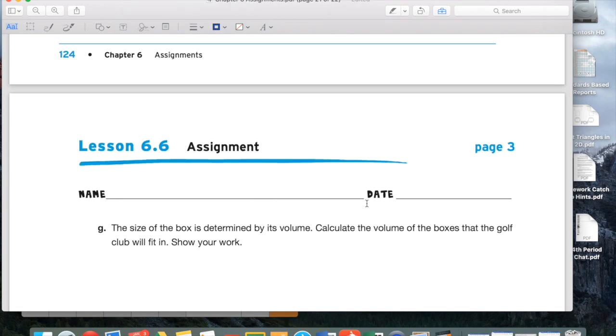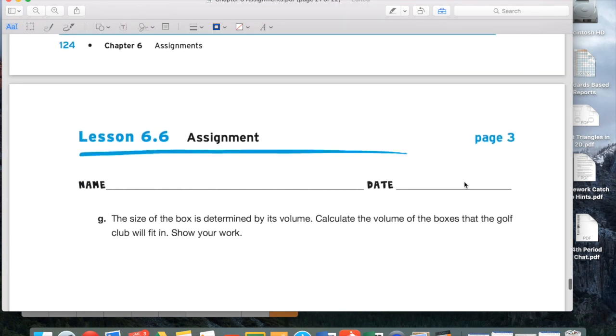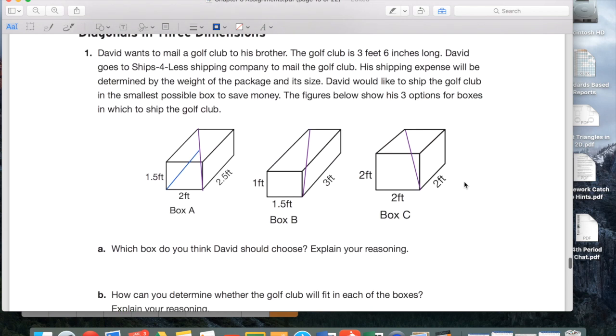The size of the box is determined by its volume. Calculate the volume of the boxes that the golf club will fit in. Show your work. So we only have to do box A and box B. Box A is 1.5, 2, and 2.5.